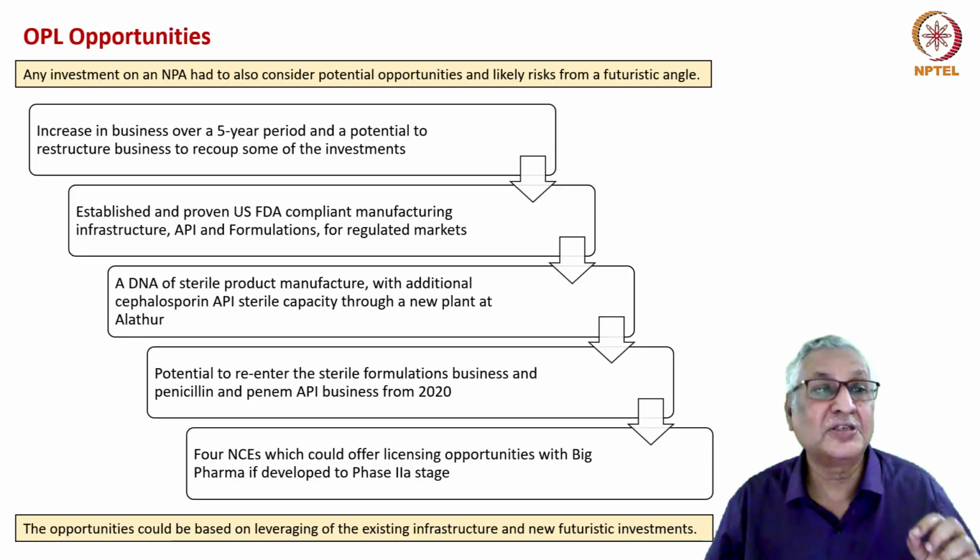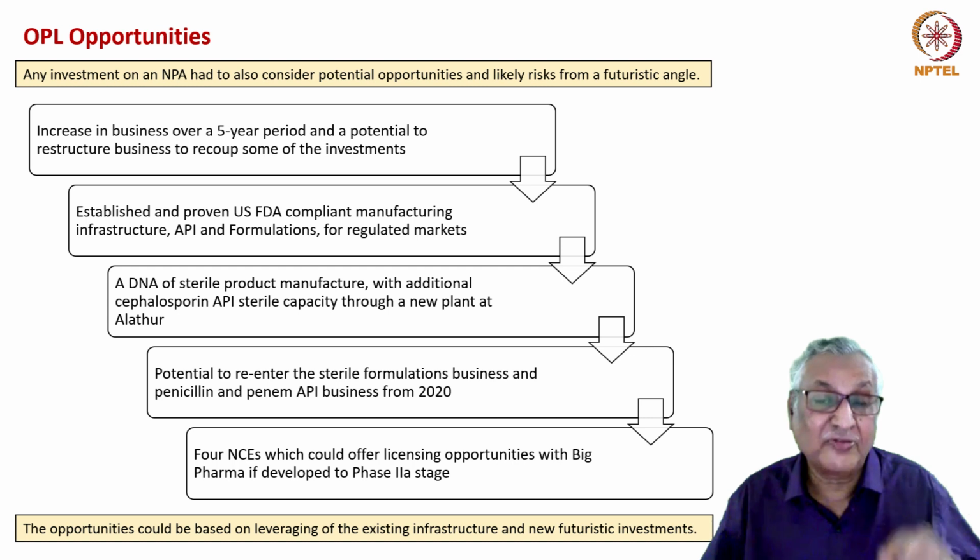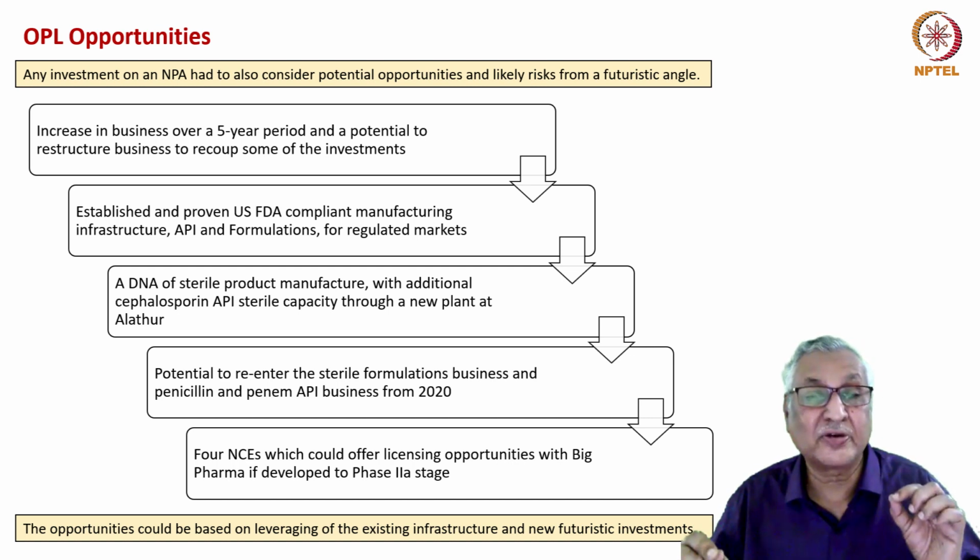What were the opportunities for Orchid as an MPA? Increase in business over a 5-year period because the bottom has been met. Established and proven US FDA compliant manufacturing infrastructure. In fact, there is no other pharmaceutical company which probably had such a financial distress despite being the best in terms of US FDA compliance and technological competence. That's the paradox of the situation.